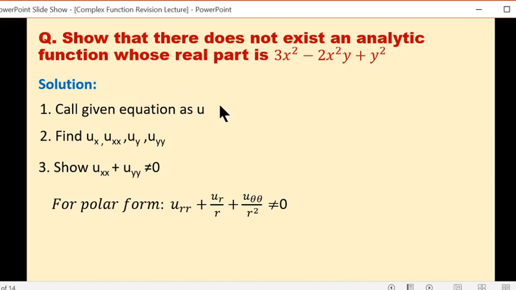Suppose we call it u. In the next step we find the partial derivative of u with respect to x, the second order partial derivative of u with respect to x, the partial derivative of u with respect to y, and the second order partial derivative of u with respect to y. We substitute these in the Laplace equation and the answer will not be zero. If the answer is not 0, that means this function u does not satisfy the Laplace equation. That means u is not harmonic and that means f of z is not analytic. Okay, so these are the 7 types of problems.